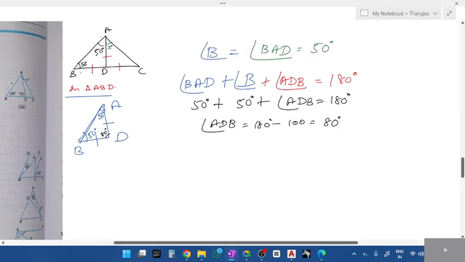Angle B is not split into two parts. If you want, you could have written even angle B like this, angle ABD. Even this is fine. Okay. So whichever is split into two parts, write the full value. ABD is 80 degree. Fine.